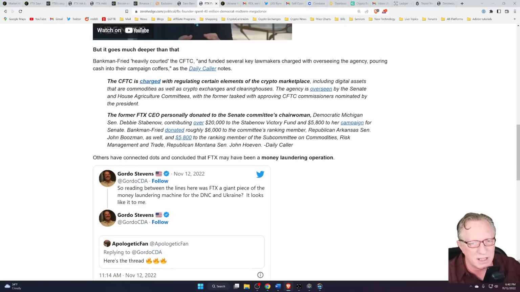The former FTX CEO personally donated to Senate Committee Chairwoman Debbie Stabenow, contributing over $20,000 to the Stabenow Victory Fund. She is the Senate head of the committee.